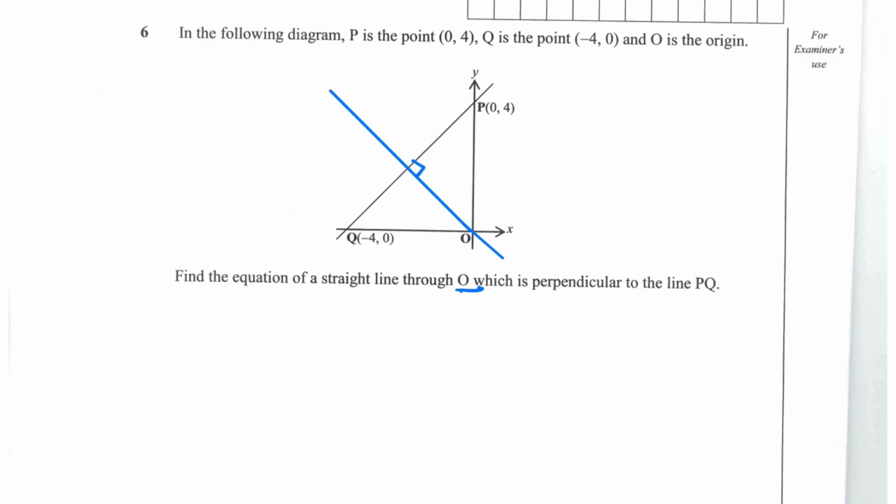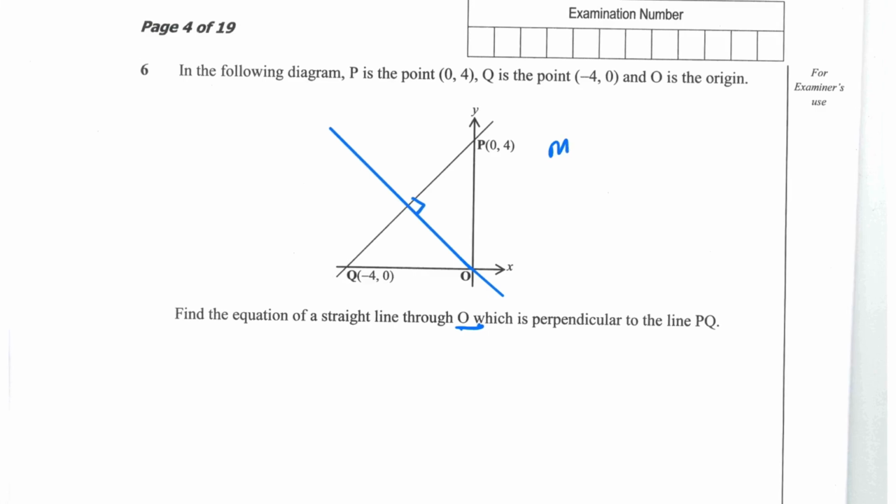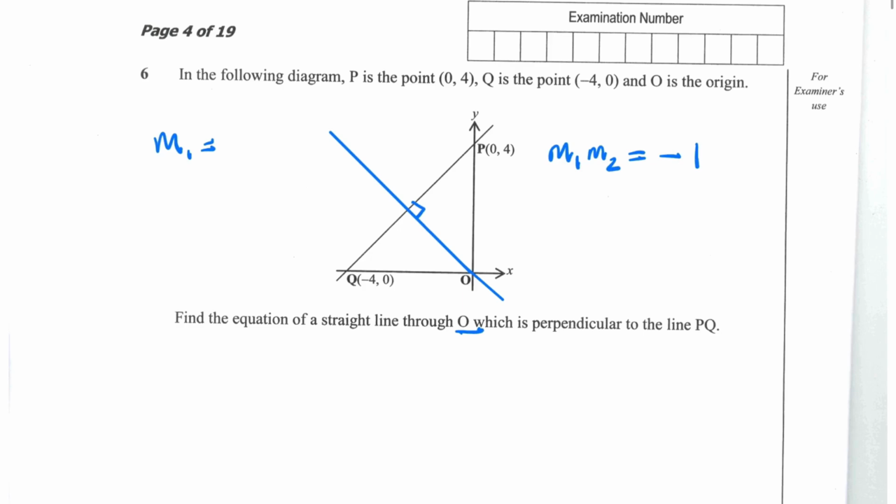So the key thing is, one, we need to know the slope of the line PQ, which will help us find the slope of this new line. If m1 is the slope of the line PQ and m2 is the slope of the perpendicular line, then their product is equal to -1. On the left here, I will write the slope m1, using the formula for the slope, (y2 - y1) divided by (x2 - x1).